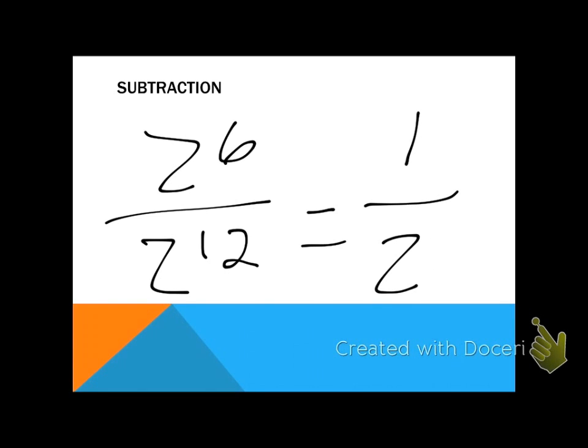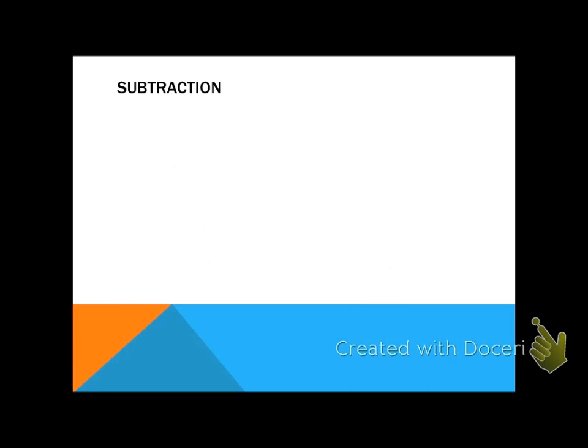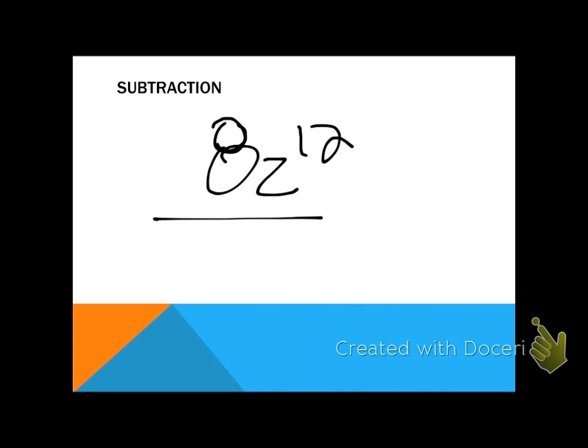If there are coefficients, divide them. So say we got 8z^12 and 4z^6. You divide 8 by 4 and that would equal 2z^6.